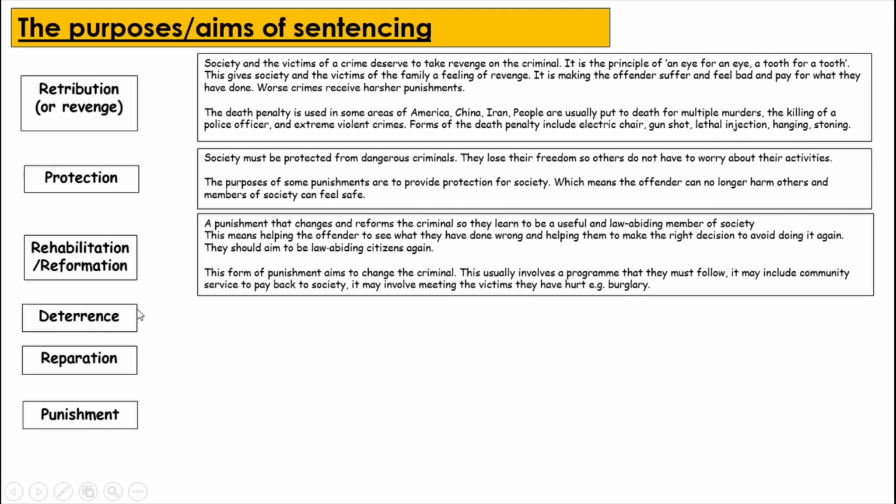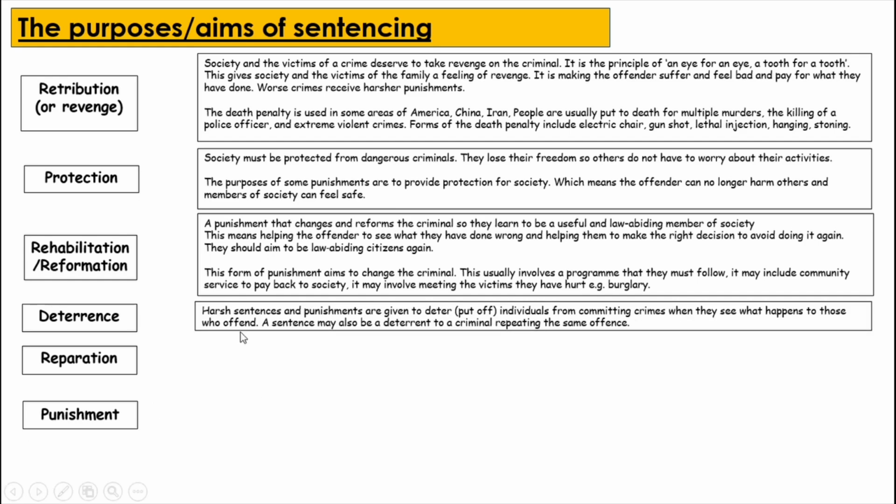Deterrence. The purpose of this sentence involves harsh sentences and punishments that are given to deter, another word for put off, individuals from committing crimes when they see what happens to those who offend. A sentence may also be a deterrent to a criminal repeating the same offence. The purpose of this punishment can be seen when an individual is given a harsher sentence when they've committed an offence for the second time.